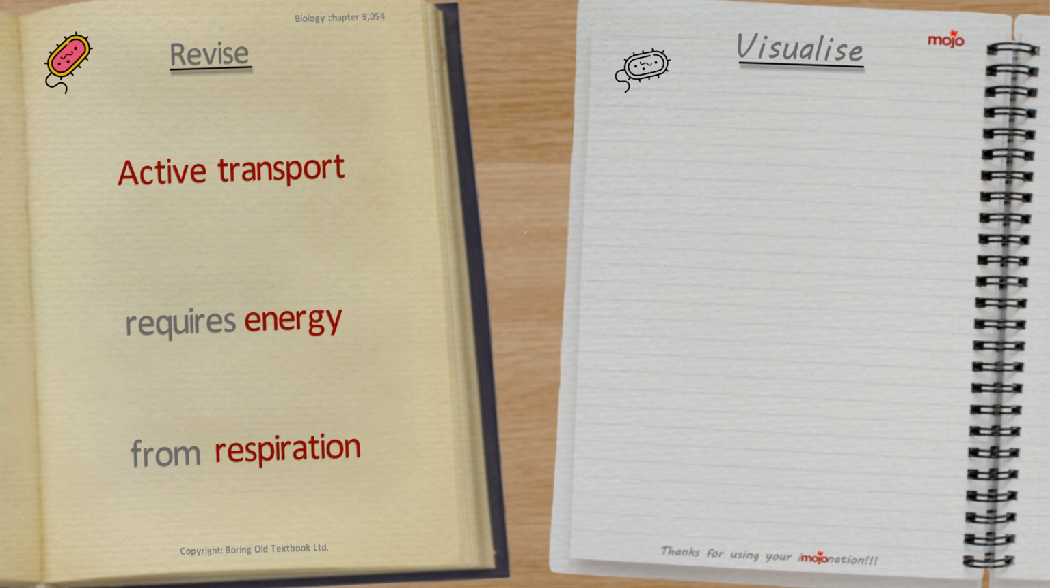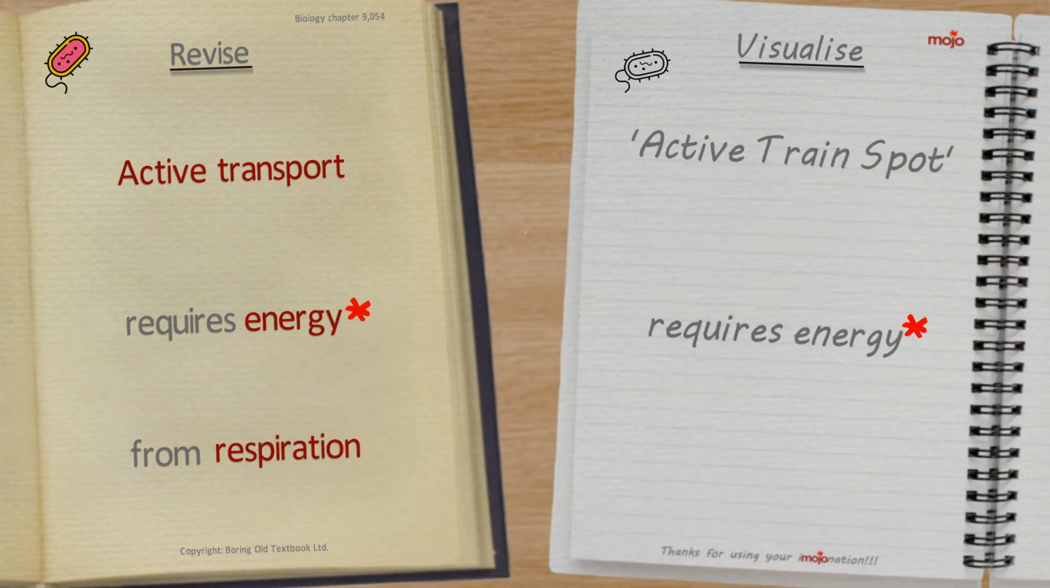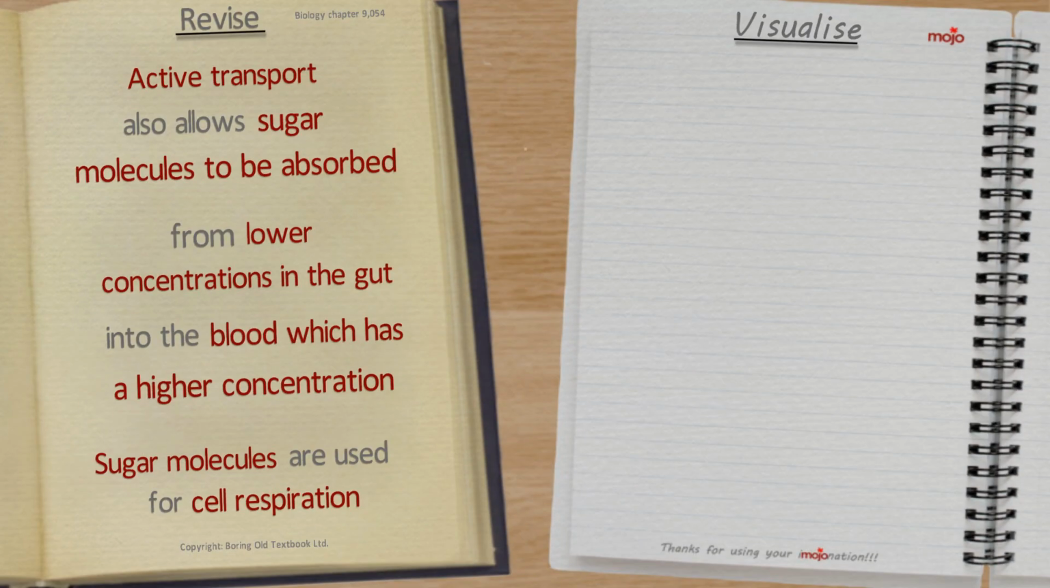Active transport requires energy from respiration. The process of concentrating his squash isn't easy. It requires energy. Active Train Spot draws this energy from another hobby, watching spires being put back on churches. It's called respiration.